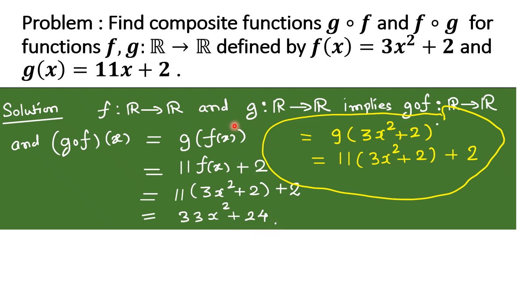The other way to do this simplification is g of f of x. So first I will substitute for f(x). So g of 3x square plus 2. Then apply g. So I will get 11 times this bracket 3x square plus 2, plus 2. And after simplifying, I will get the same answer.